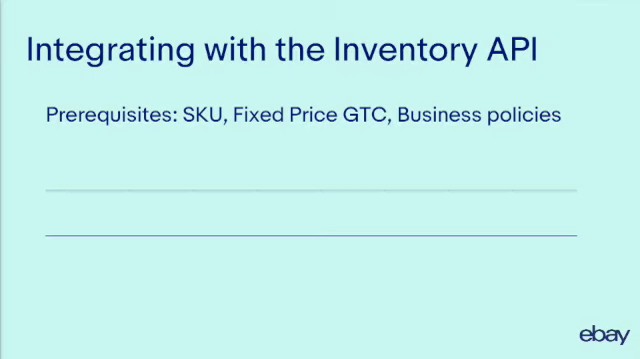Okay? So now that you've seen all the benefits of the inventory API, let's talk about what it takes to integrate with it. The inventory platform and the inventory API work on retail standards. That means a SKU is required. That is the handle to everything that you do on the platform. It works with fixed-priced GTC listings, and it requires business policies.